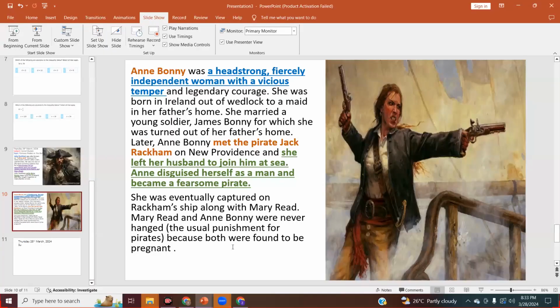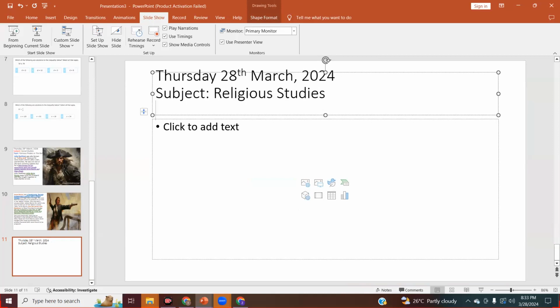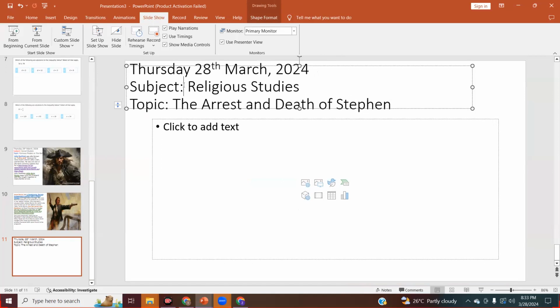The subject is religious studies, and the topic is the arrest and death of Stephen.